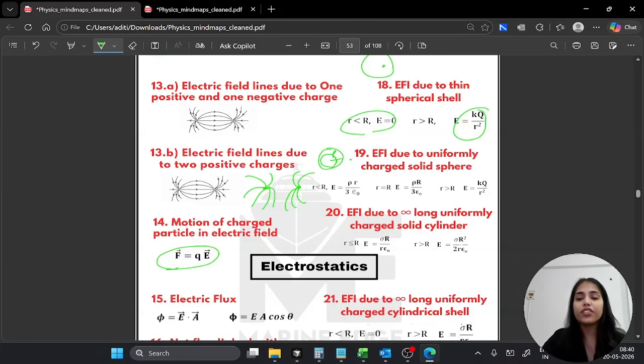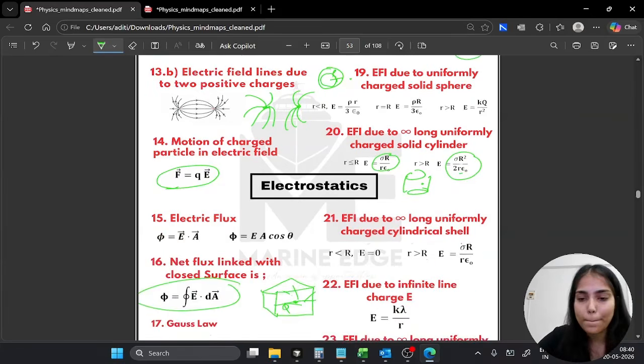Electric field intensity due to long uniformly charged solid cylinder. This is the formula: rho r upon 2 epsilon naught. If you are calculating somewhere inside the cylinder, it is this; if you are calculating somewhere outside, it is rho R square upon 2 epsilon naught into r.